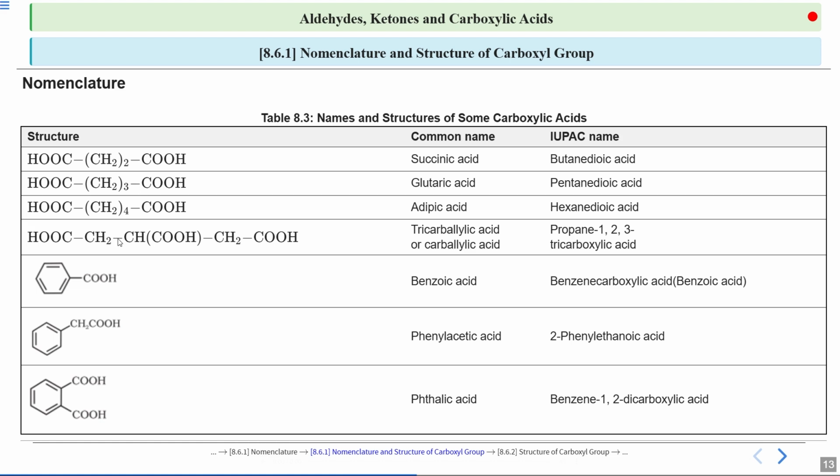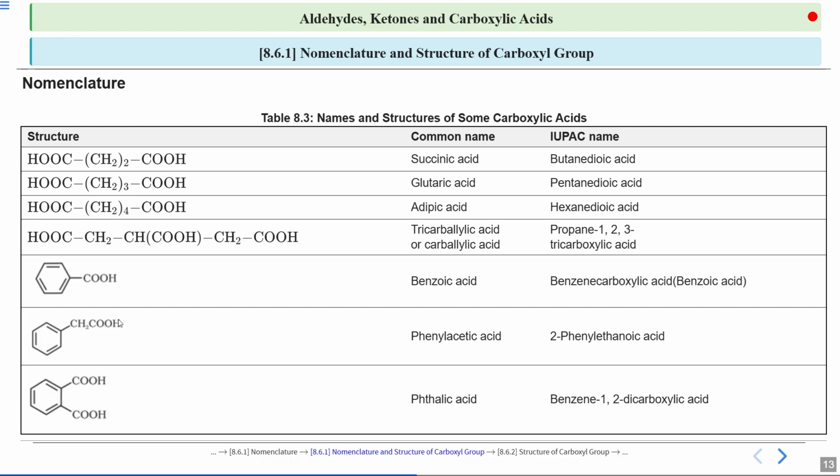Okay, now if you look at this particular aromatic ring to which a COOH group is attached, similarly the name will be benzoic acid. And if I talk about the IUPAC name, then we use the suffix carboxylic acid at the end. So this is benzene carboxylic acid or benzoic acid.